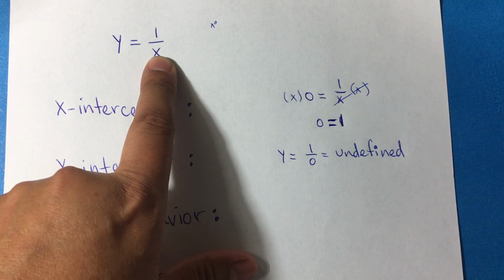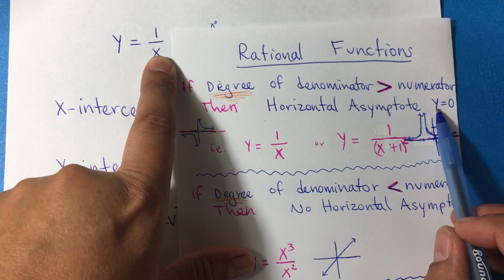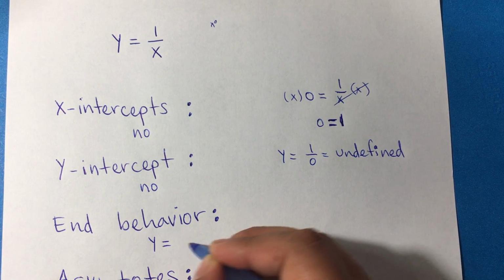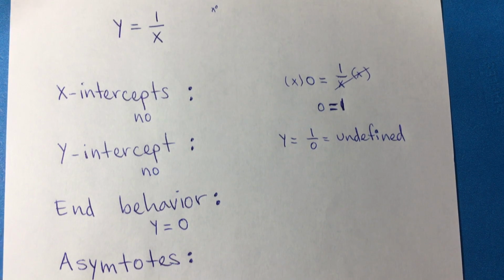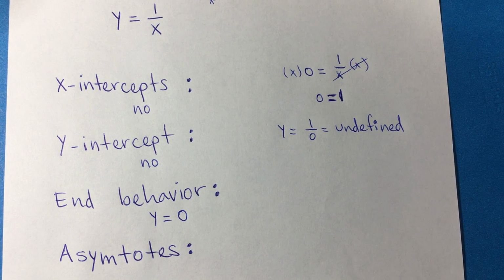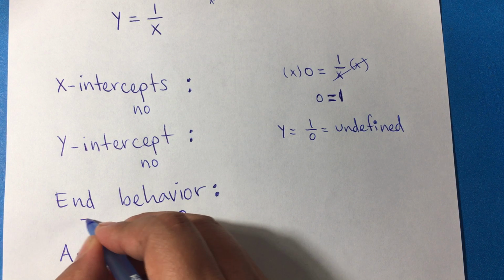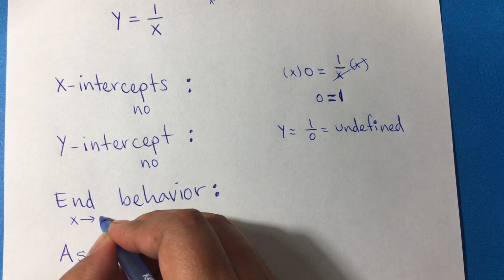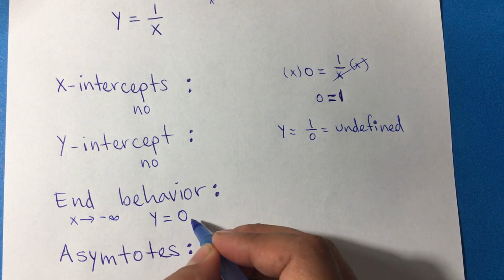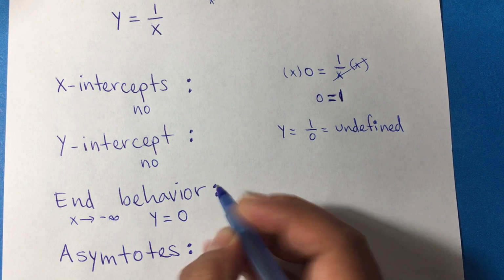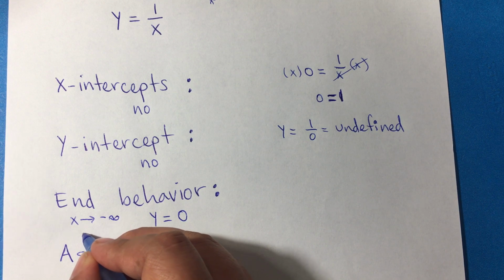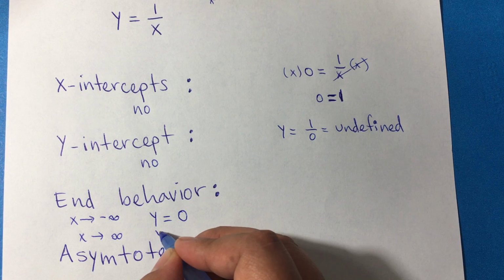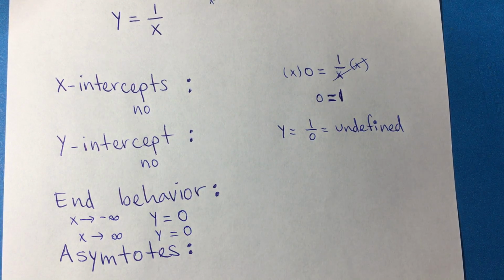So that means that y is equal to 0. So my graph will be approaching 0, or f of x, sometimes they say. So basically, this means as x approaches negative infinity, y will be 0, or f of x will be equal to 0. And as x approaches positive infinity, y will also be approaching 0.